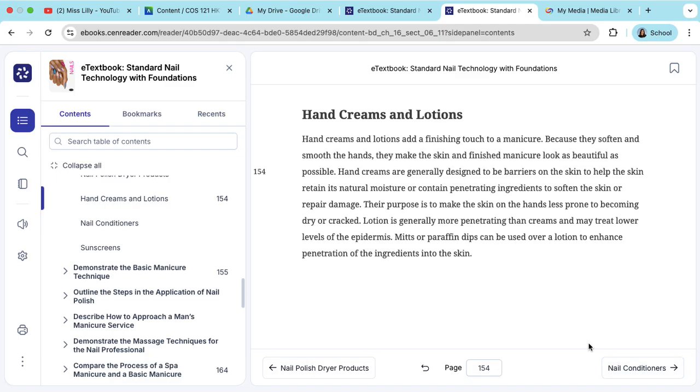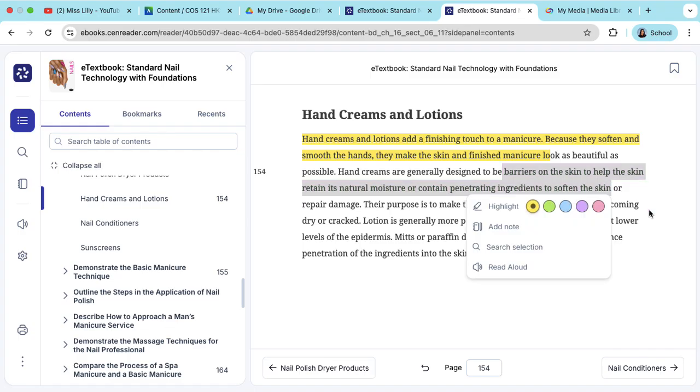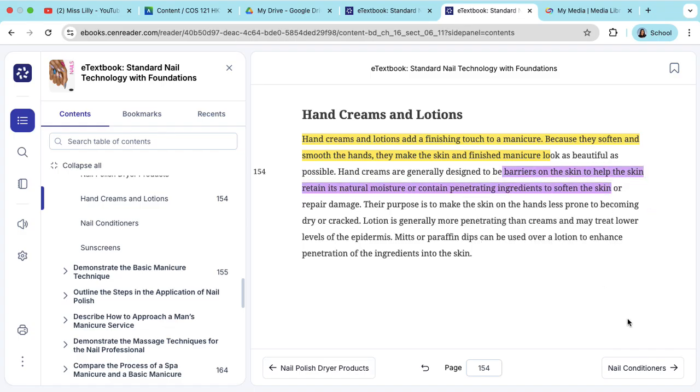but it's not. Hand creams and lotions add a finishing touch to the manicure. Why? Because they soften and smooth the hands for the manicure. They are created as barriers to the skin to help the skin retain its natural moisture or contain penetrating ingredients to soften the skin or repair it if it's damaged.